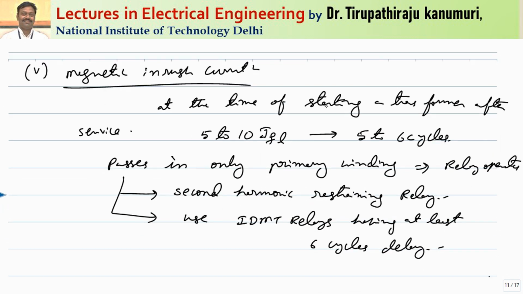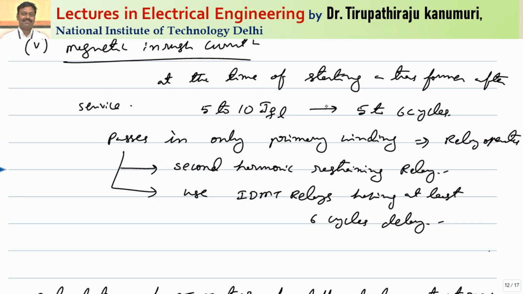Another problem is the magnetic inrush current. The magnetic inrush current generally happens only when starting a transformer after some service. It can go up to 5 to 10 times the full load current, but fortunately this will remain only for 5 to 6 cycles. So if you can delay the operation of your relay by 5 to 6 cycles, that problem will be solved.